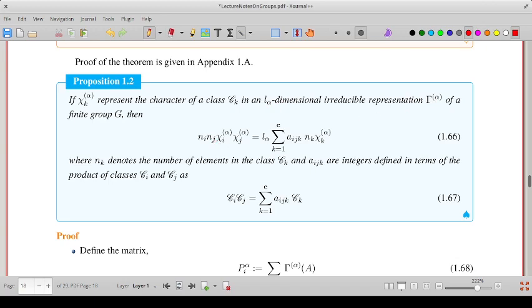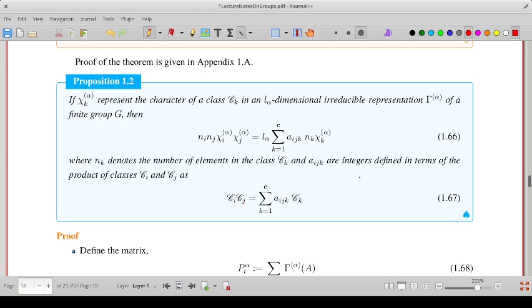Then if Ni represents the number of elements of the group in the class Ci, then Ni Nj chi i alpha chi j alpha is equal to L alpha times the sum over k running from 1 to C, C being the number of classes of the group, of Aijk, and these are numbers, times Nk times chi k alpha. Now these numbers Aijk are defined from the relation connecting the product of classes Ci and Cj.